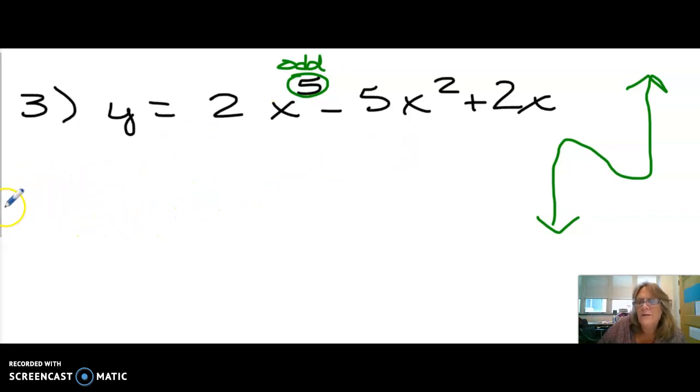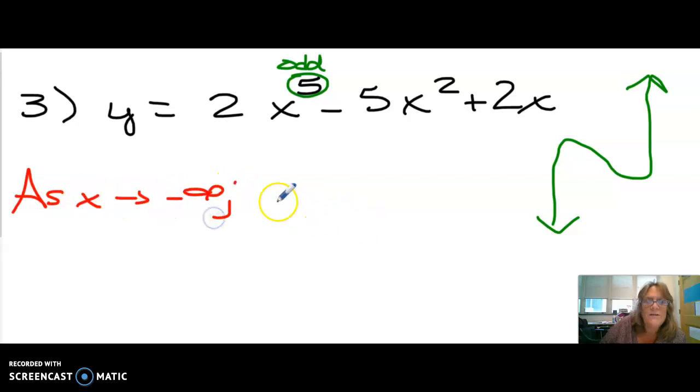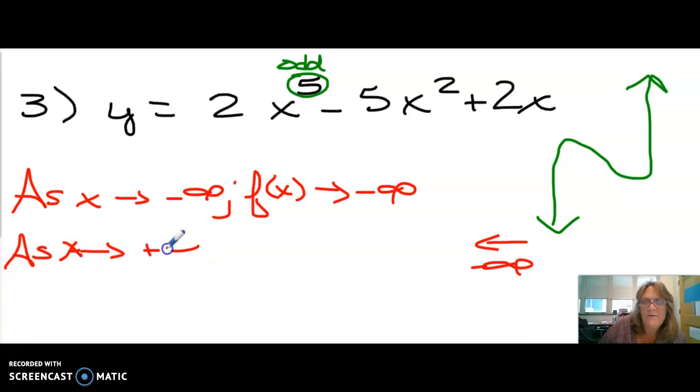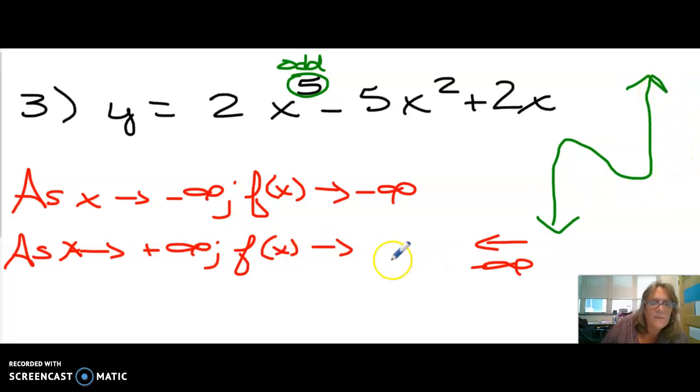So we're going to start off our sentence by saying, as x approaches negative infinity, what's the end of my graph? What's y approaching? Well, this is the left side of my graph. That's my negative infinity for x, and it's pointing downward, so that means it's pointing towards negative infinity for y. As x approaches positive infinity, what's the end of our graph approaching? What's f of x, or what's y approaching? It's going up, so that's approaching positive infinity. Remember, odd, opposite. These are opposites.